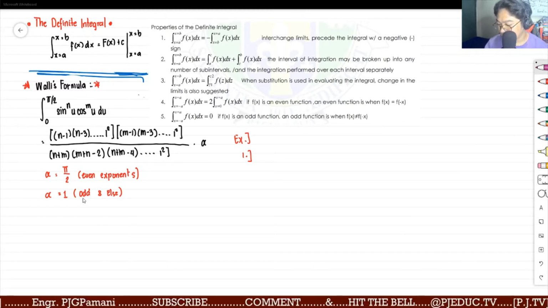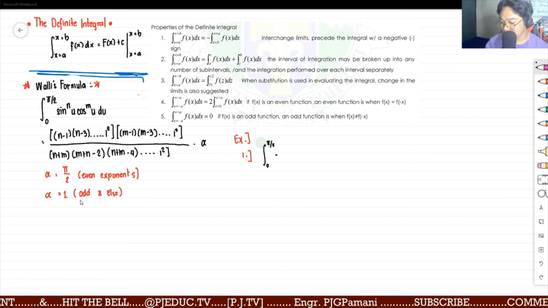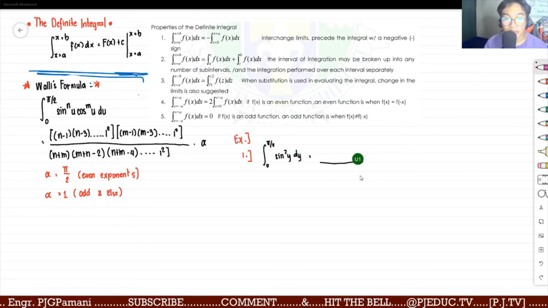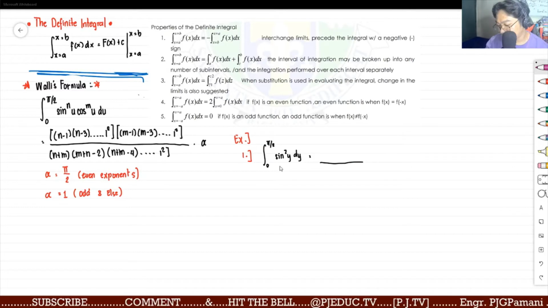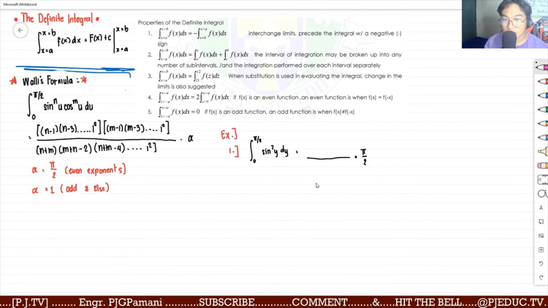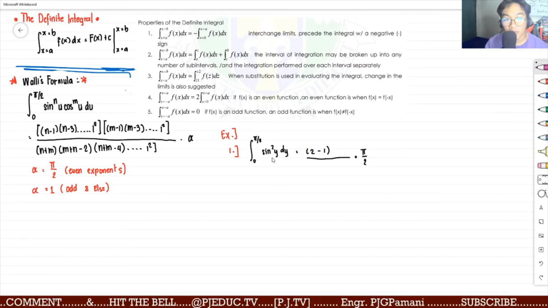So as an example, let us try to solve this basic problem. Integral of 0 to pi over 2 of sine squared y dy. Okay? Remember, it is an even exponent, and multiply natin siya sa ating alpha if it is even, pi over 2. Sa taas, that is simply exponent 2 minus an odd number. Sa baba, wala namang m.